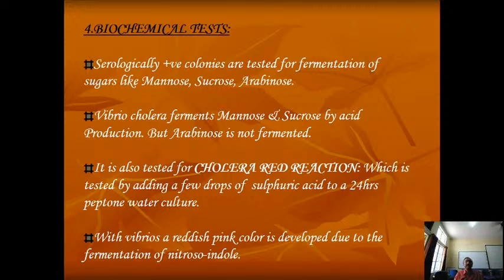Biologically, you can have these colonies fermenting mannose, sucrose or arabinose. Vibrio cholerae ferments mannose and sucrose by acid production, but arabinose is not fermented. Then you test for the cholera red reaction, where you take a few drops of sulfuric acid in peptone water culture and see what the color is. With Vibrios you generally get a reddish pink color due to nitroso-indole.